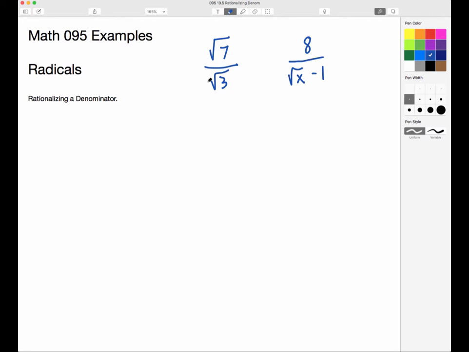So you want to look for one term or multiple terms, and that will tell you which direction to go. So let's try a couple examples, and we'll do some of each style. So the first problem, we'll take the square root of 7, divide by the square root of 3. So we want to rationalize this denominator.